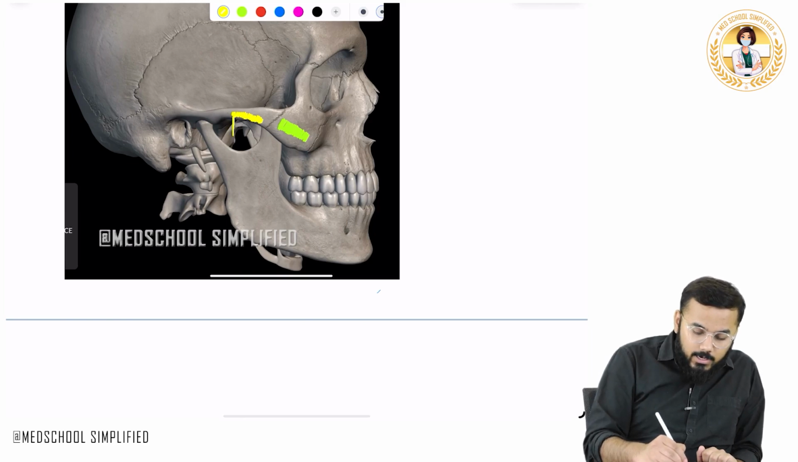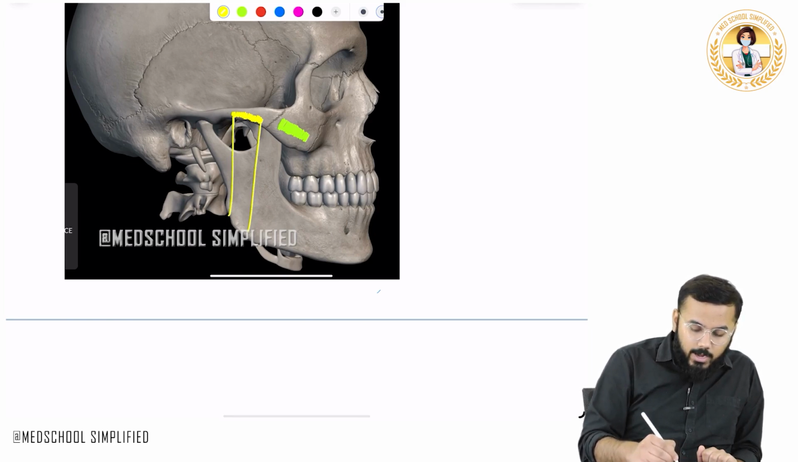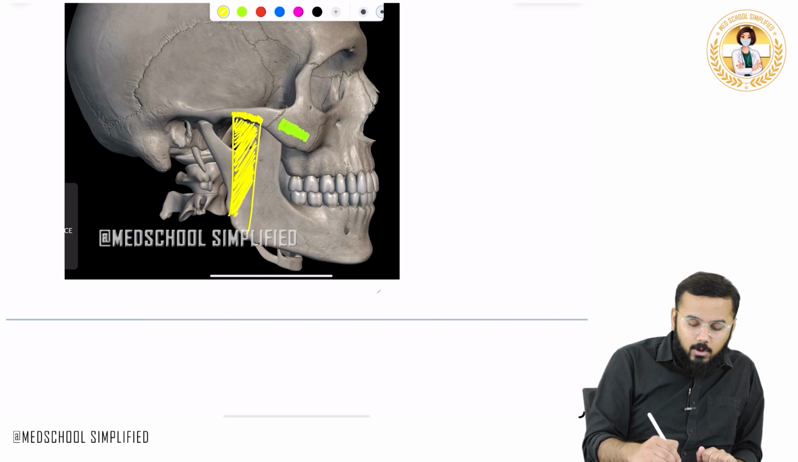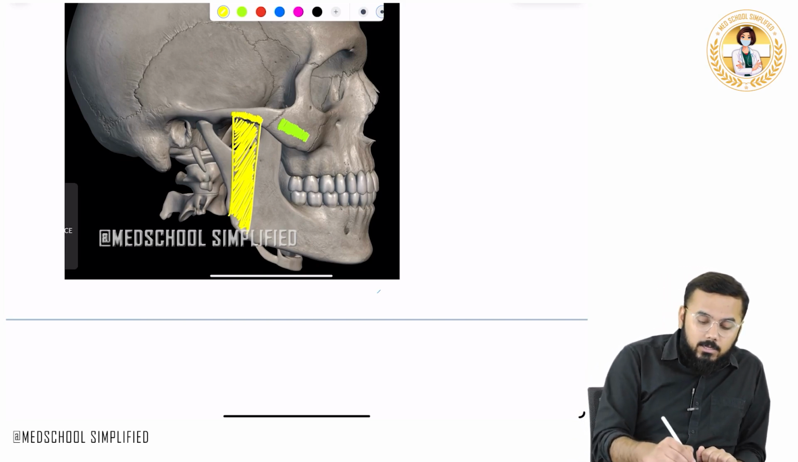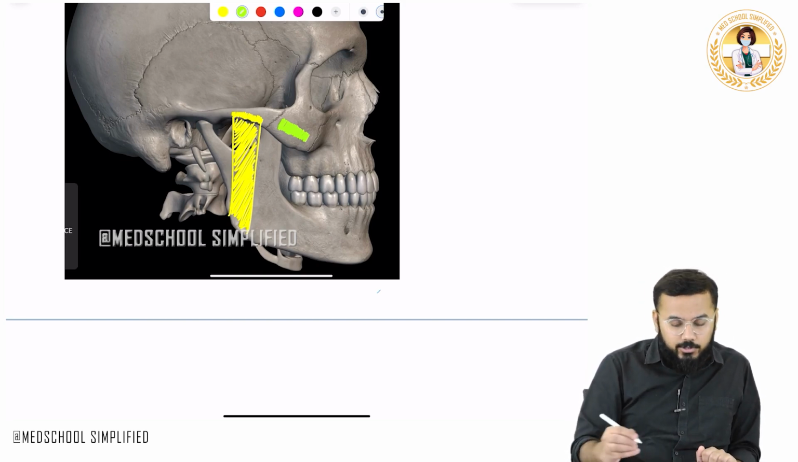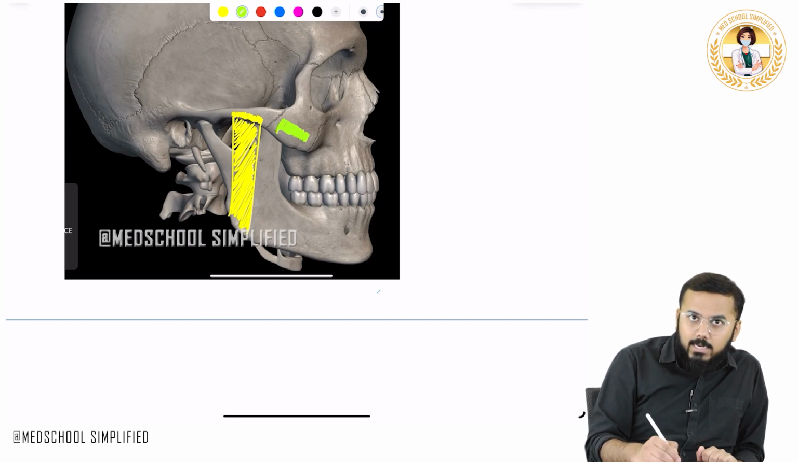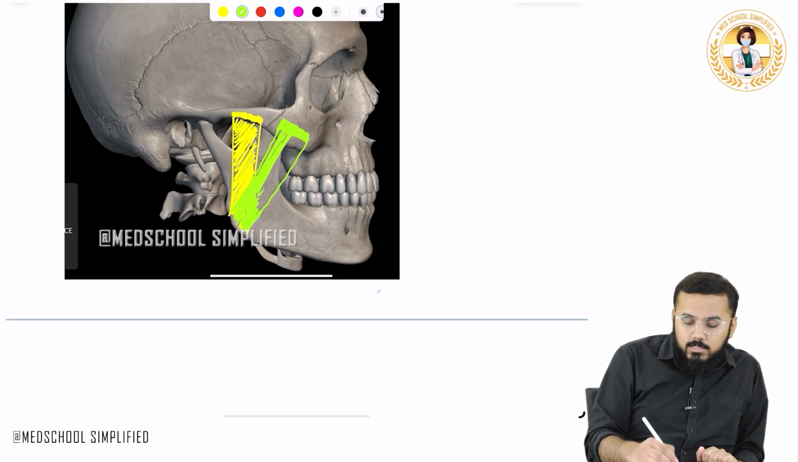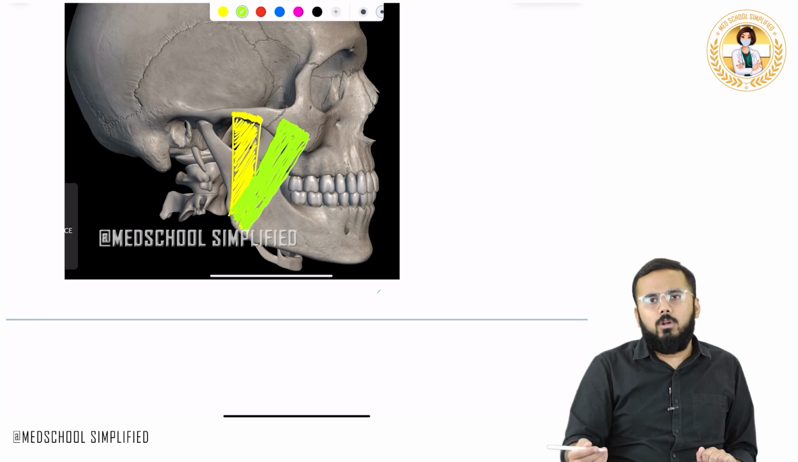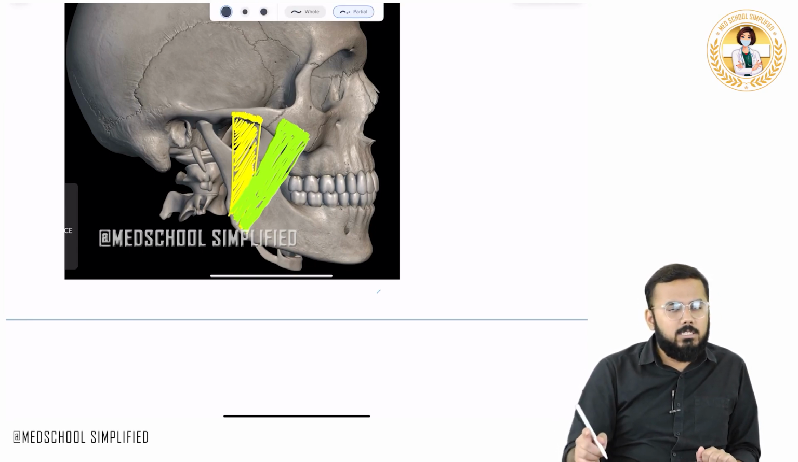Now this deep one comes down and attaches to the angle of the mandible. I am sorry, I said scapula, it is attaching to the angle of the mandible. And the top one, the superficial one, starts from the maxillary process of the zygomatic bone and comes down all the way like this and attaches again to the same point, the angle of the mandible. This green one is on the top, that is why I called it superficial, while the yellow one is on the bottom, so I called it deep. The origin might be different, but the insertion is at a single point.